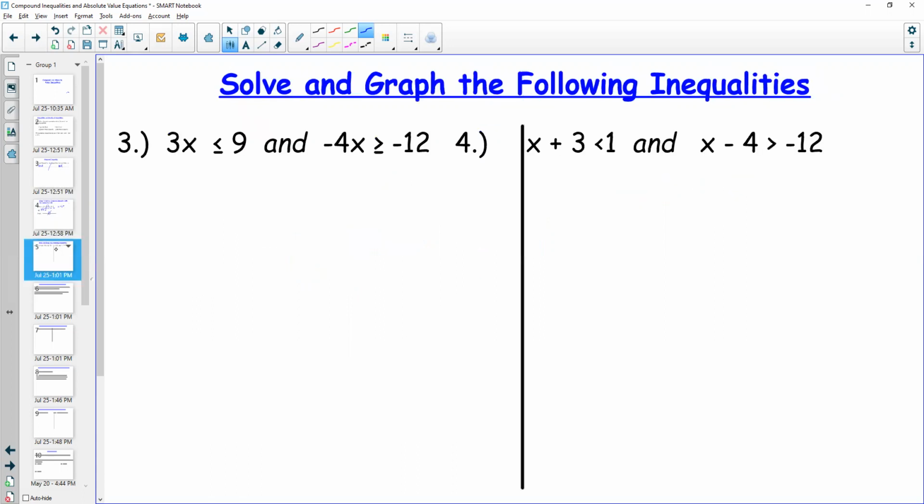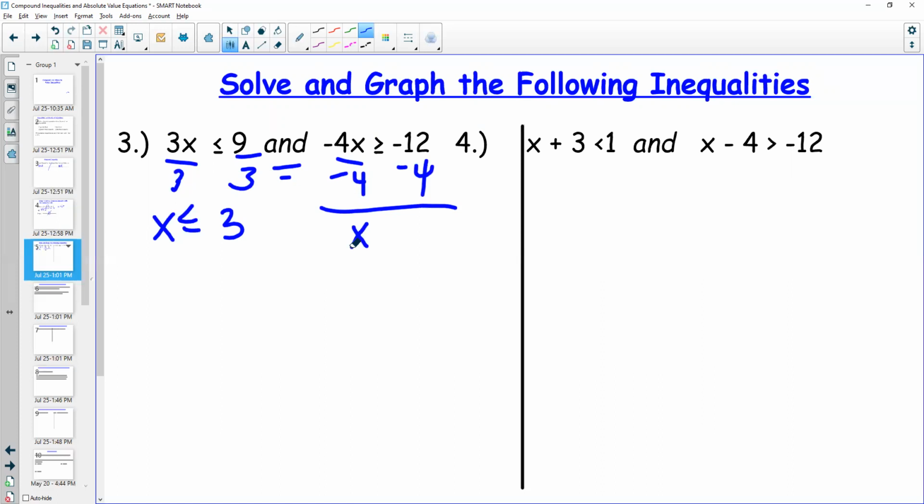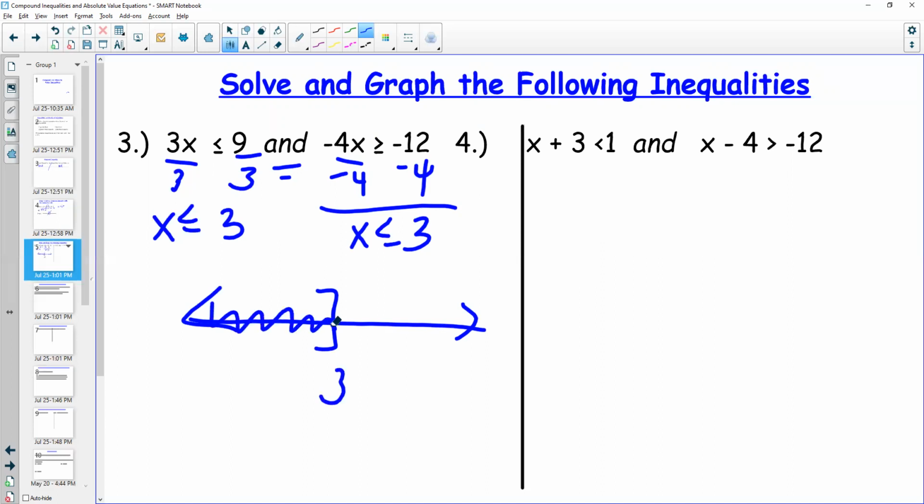Let's try another one. So this one, let's solve number 3 over here. Divide by 3. I'm going to have x is less than or equal to 3. And I'm going to divide by negative 4. Remember, when I divide by a negative, I'm going to swap the sign. And it's less than or equal to 3. Well, in this case, I have both, right? They say the same thing. So x is less than or equal to, hard bracket, 3. It's absolutely true. It can be less than or equal to 3 and less than or equal to 3. Totally works.